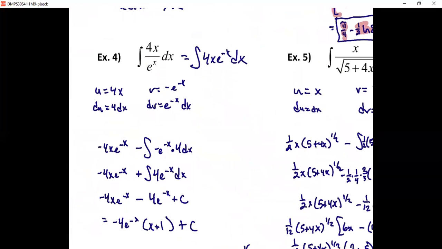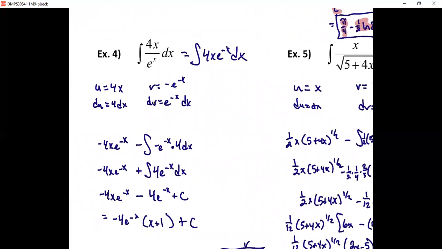Example number 4, honestly, is very, very similar to example number 3. The key difference is this is where we have a quotient. So I would turn it into the product by making it e to the negative x. And then a lot of this is straightforward. So u dv is uv minus the integral of v du. Only thing to be careful of, make sure that you account for the chain of that e to the negative x.